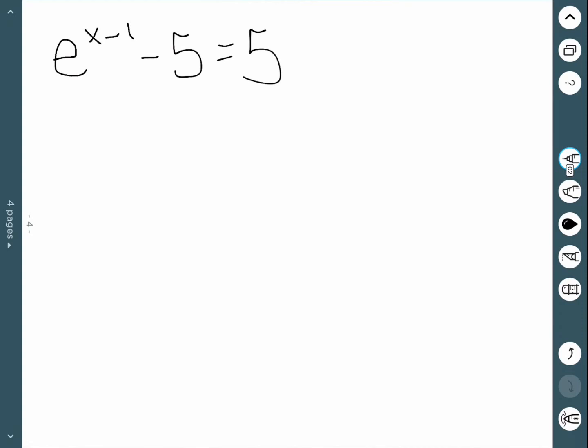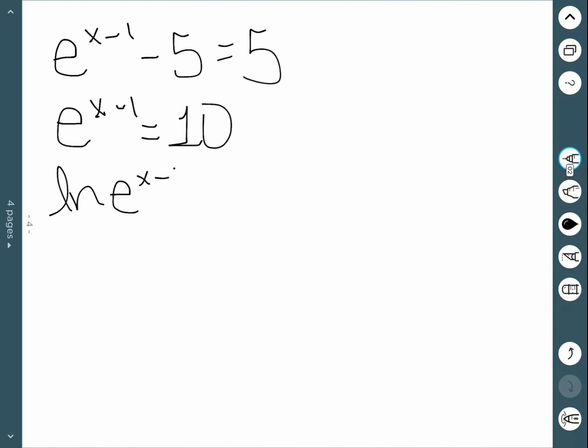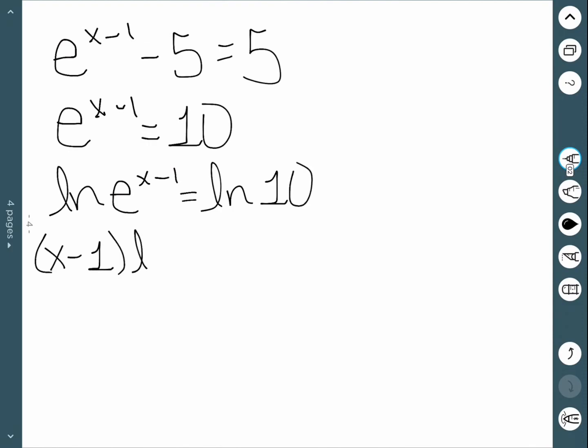As another example, e to the x minus 1, minus 5, equal to 5. We start by adding 5 to both sides. 5 plus 5 is 10. We then take the natural log of both sides, and we can move the exponent out front, and once again make sure it's in parentheses. This time, instead of distributing, we're going to just simplify. ln of e, well, this means e to what power is e? Well, that's just 1. So ln of e is just 1.